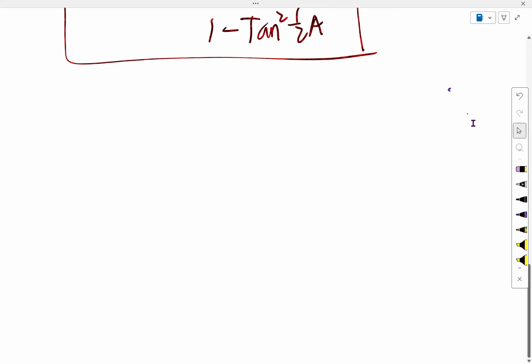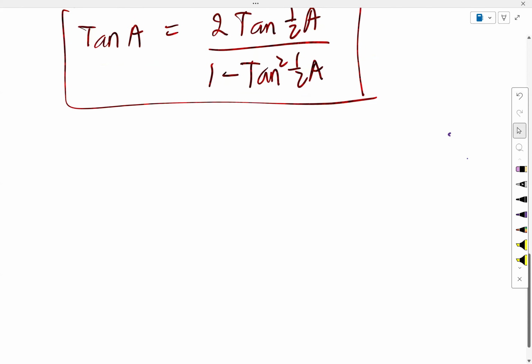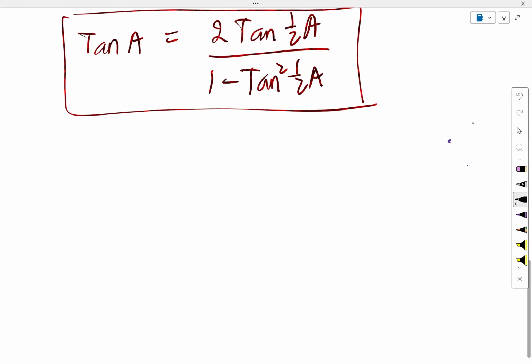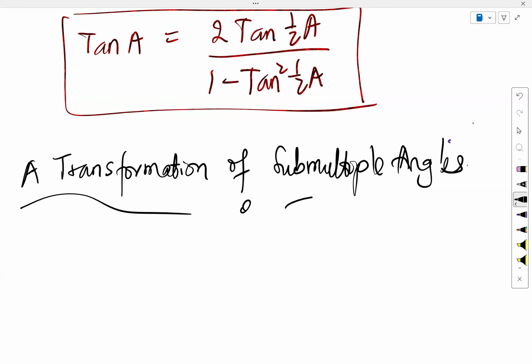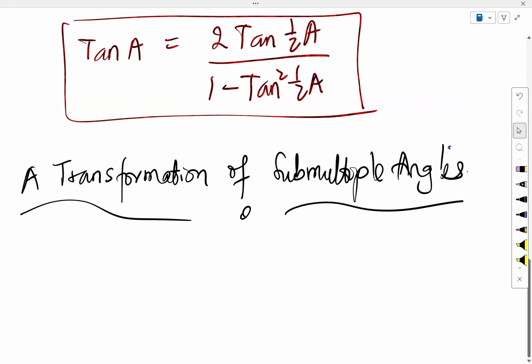We can actually do a kind of transformation to this. Okay. So let's talk about transformation of submultiple angles. Let's say a transformation, because you can have all kinds of transformation. So a transformation of submultiple angles. So let's look at that. So how does that go?